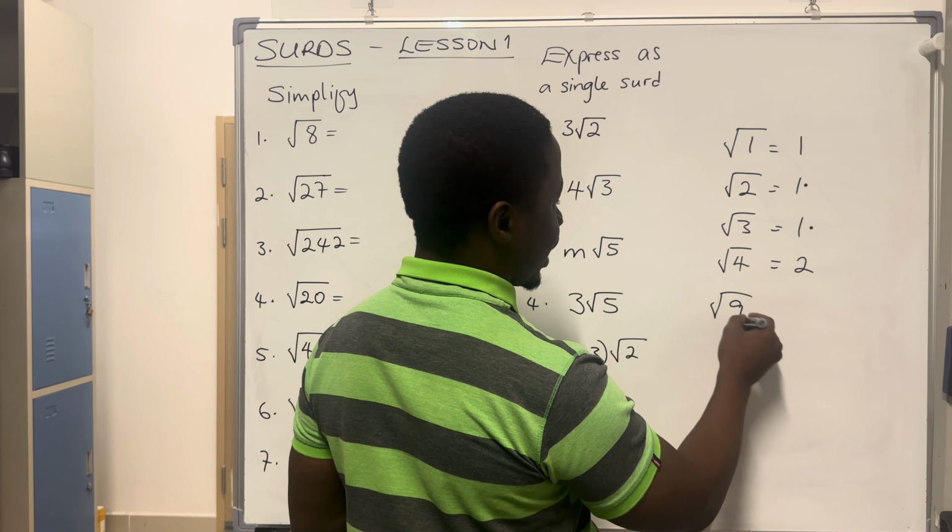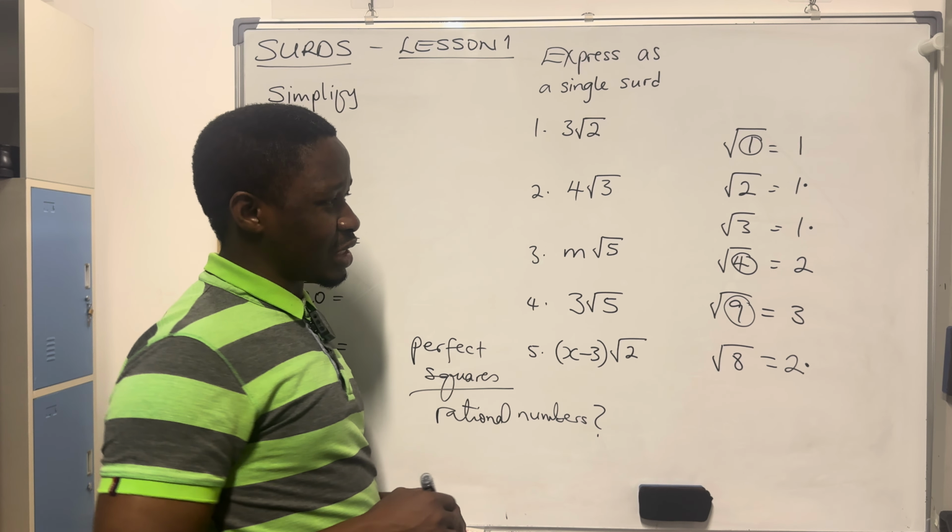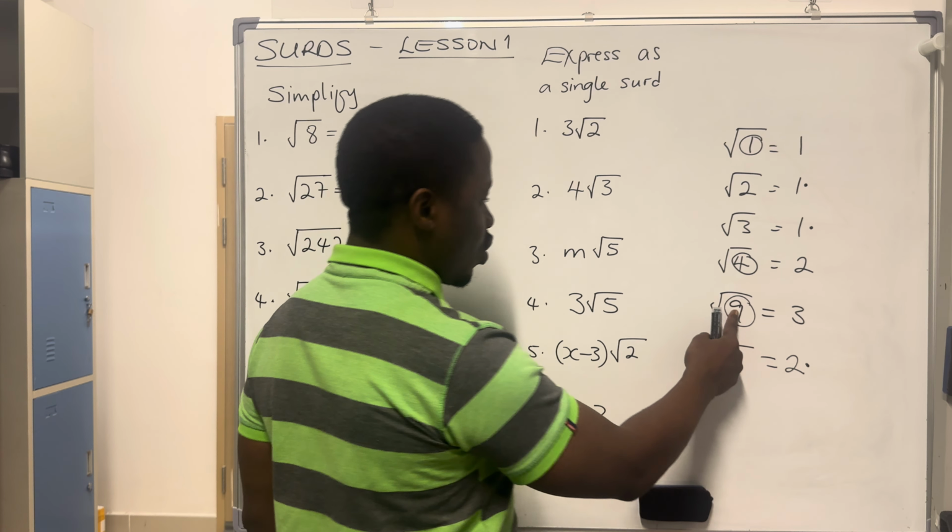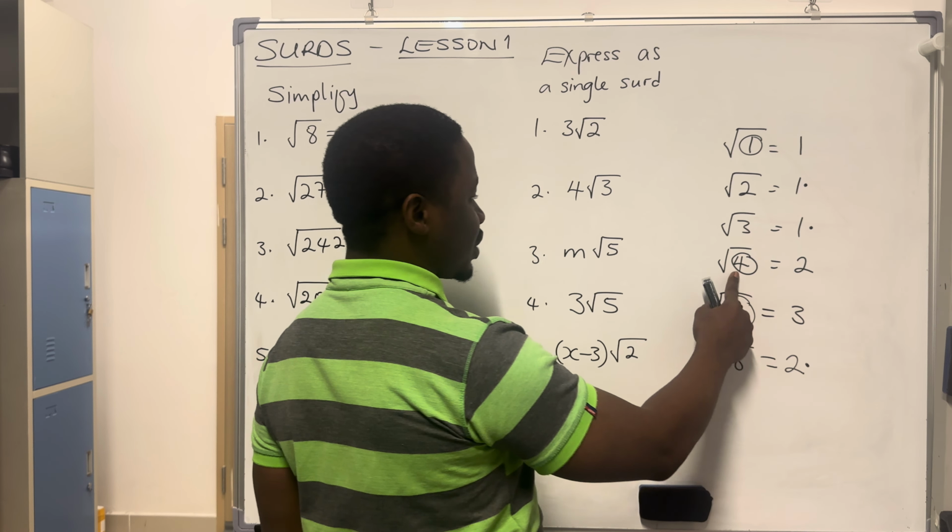And we can also call them rational numbers. Okay, let me just leave it for now. Perfect squares. This one gives a whole number, no point. This gives a whole number, no point. So the numbers themselves are what? They are perfect squares.